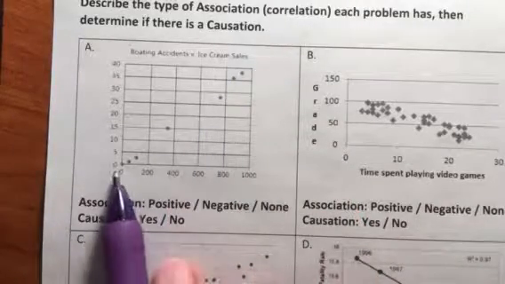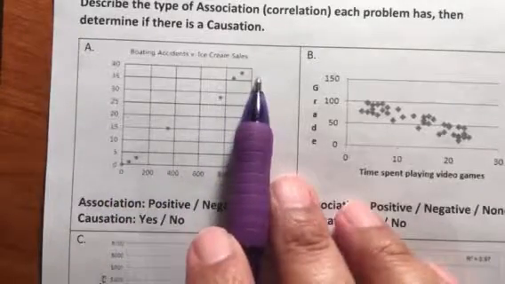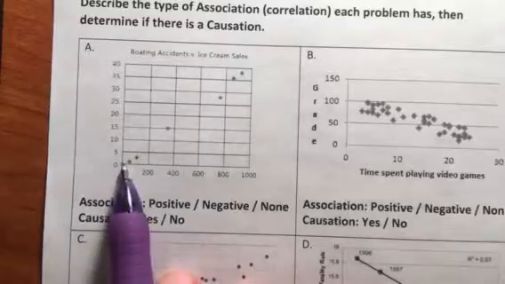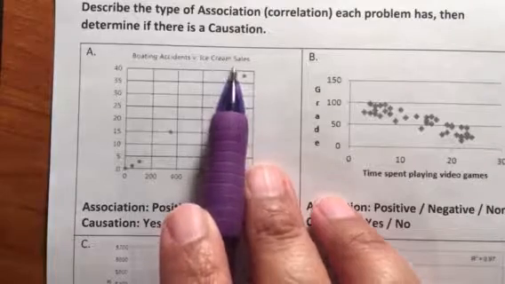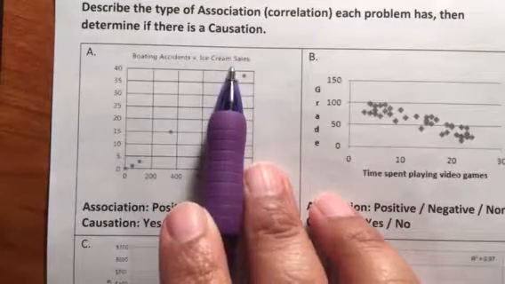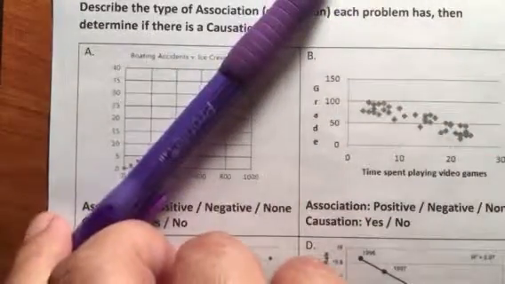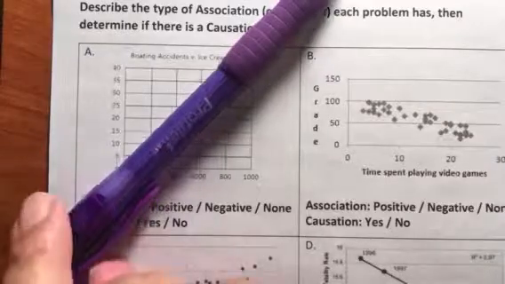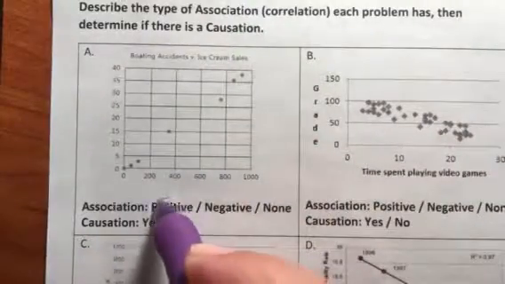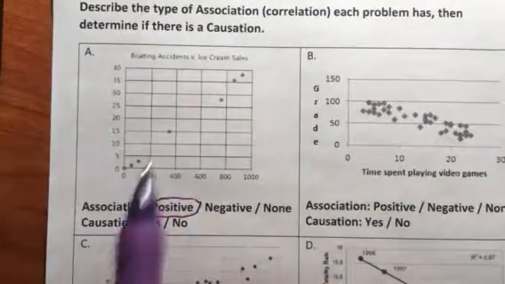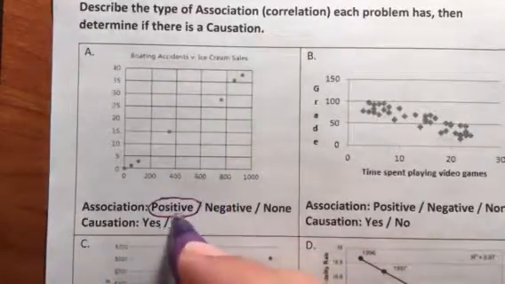So it appears that the more boating accidents, the higher the ice cream sales. You and I both should know that just because you have a boating accident doesn't mean that it's going to affect the ice cream sales. So here, kind of like a slope, if I were to connect some of these dots, we'll talk about trend lines soon, that's a positive slope. So this is a positive association. But because these have nothing to do with the other, there's no causation.